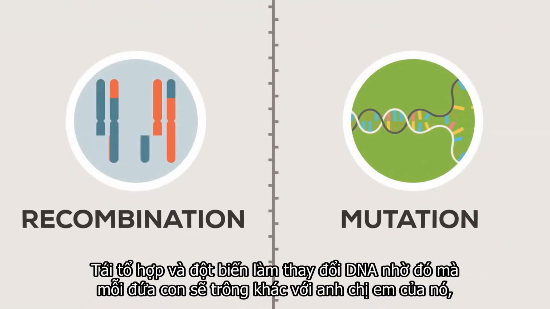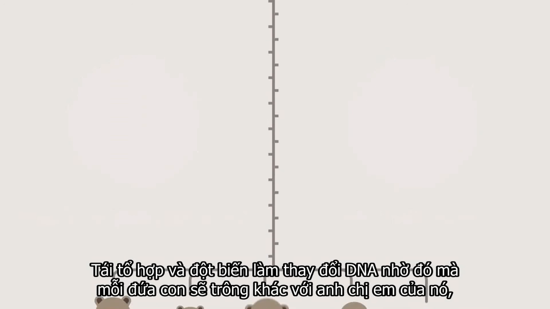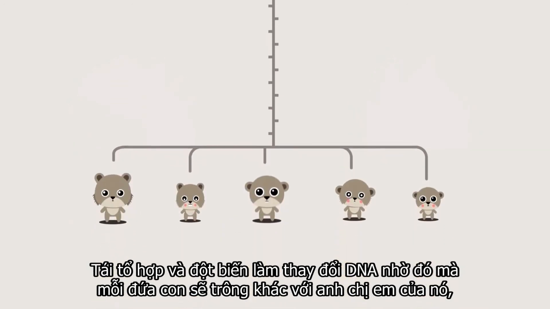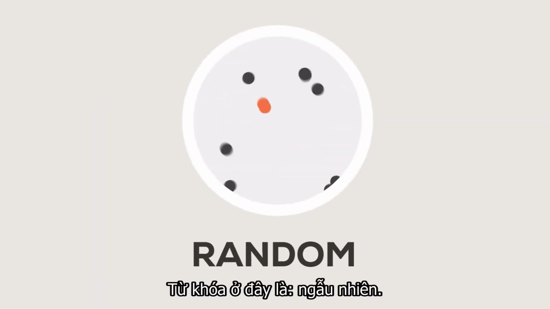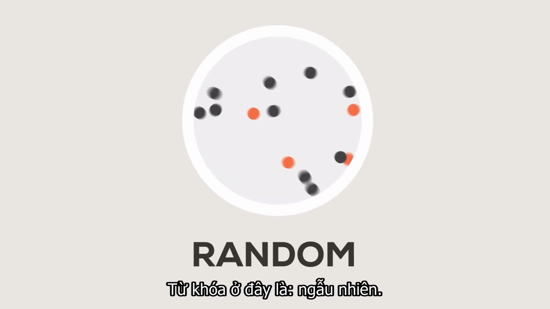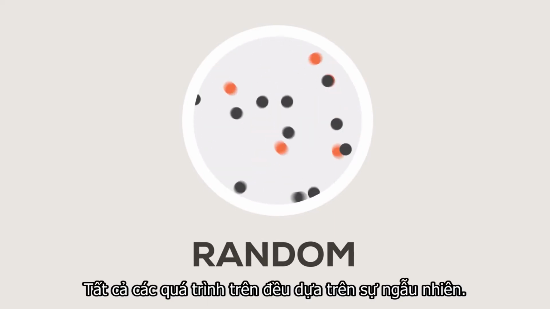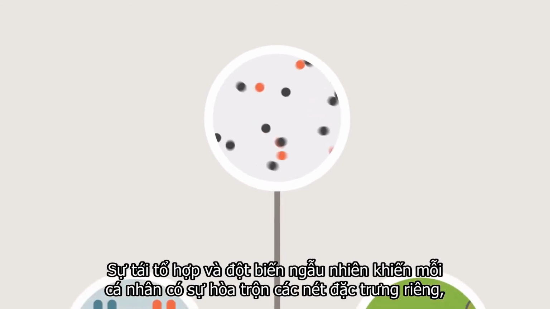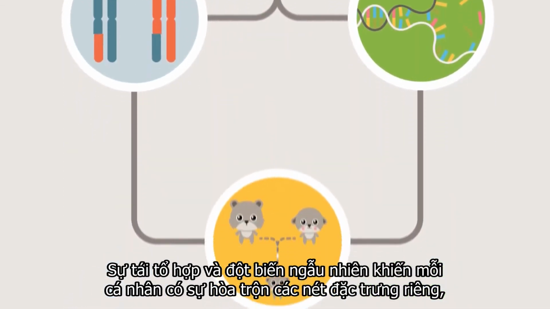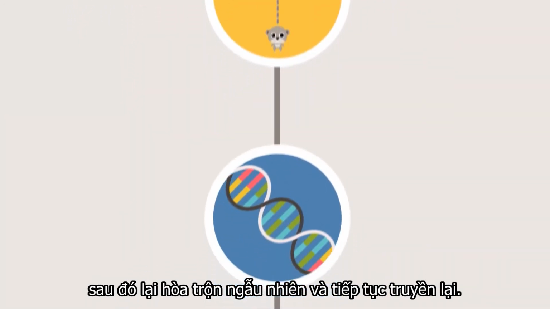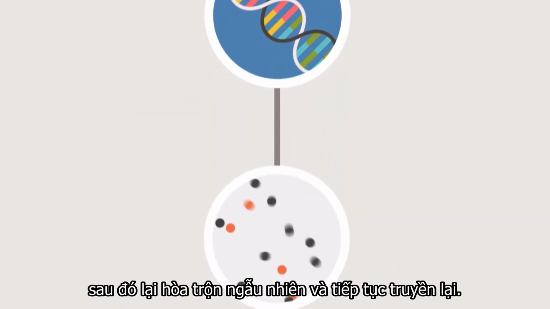Recombination and mutation change the DNA so that each child looks different to its siblings and receives a random mix of the characteristics of its parents. There's a key word here: random. All of these processes are based on chance. Random recombination and mutations result in individuals with random mixes of traits and characteristics, which in turn mix these randomly and pass them on.